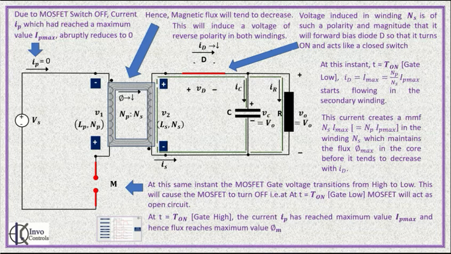Note that the magnetomotive force created by the secondary winding at T equal to T on gate low is equal to the magnetomotive force created by the primary winding at T equal to T on gate high. So let's have a look at the waveforms to complement our discussions.